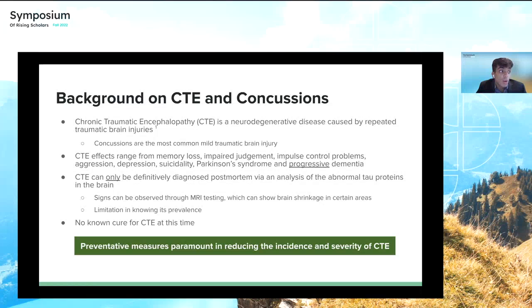A problematic aspect of CTE is that it can only be definitively diagnosed posthumously through examination of abnormal tau proteins in the brain. This makes it harder for overall prevalence to be known. CTE has been found in a wide range of people, from professional athletes to ex-military personnel. Signs of CTE can be monitored using MRI, however. As of now, there is no cure for CTE. Because of this, aiming to develop preventative measures is paramount in reducing the incidence and severity of CTE in football players.